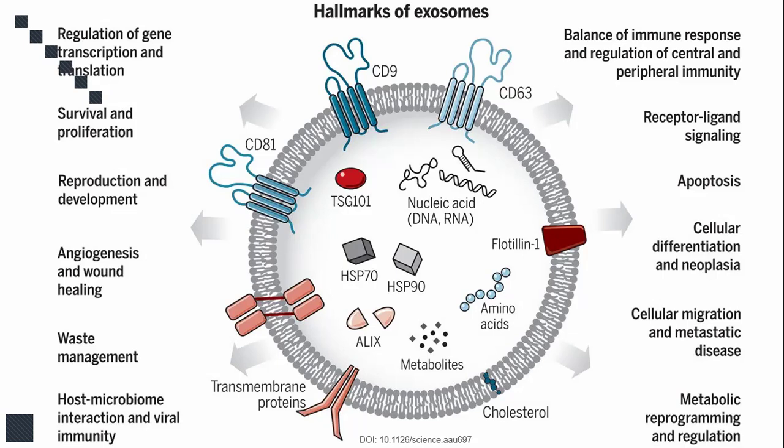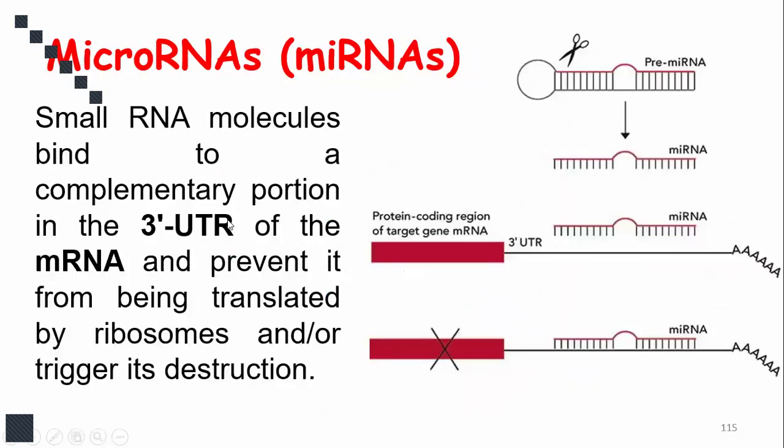If you look at it, like we have seen earlier on, it's a small vesicle that contains so many things inside: all kinds of proteins, amino acids, metabolites, including RNA, DNA, and microRNA. And we said earlier on that these microRNAs are very important in regulation. So now this is the microRNA.